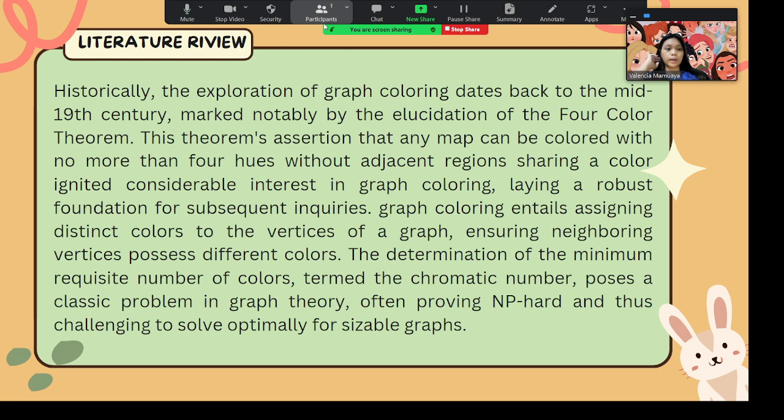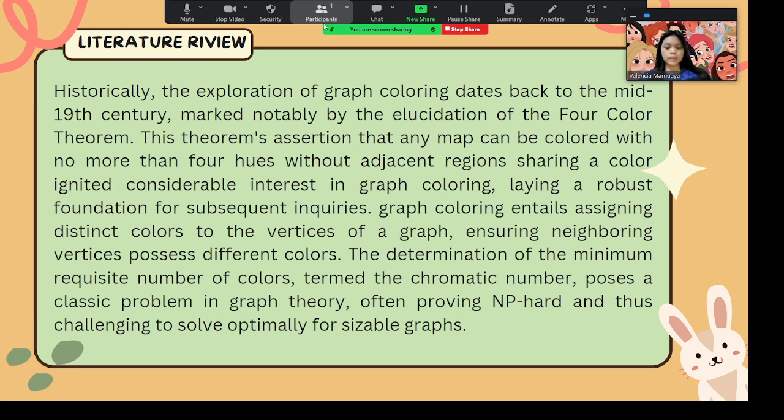Graph coloring finds myriad practical applications across domains. In scheduling scenarios, it facilitates conflict-free task or event arrangement, as in exam timetable planning or job scheduling endeavors.